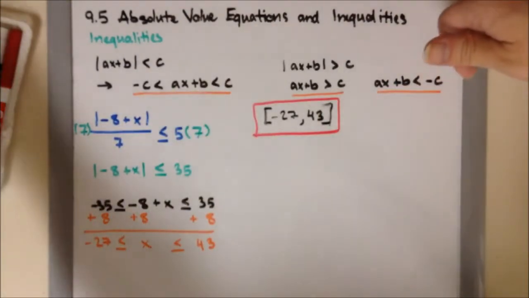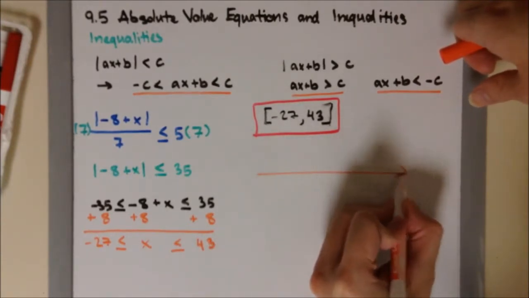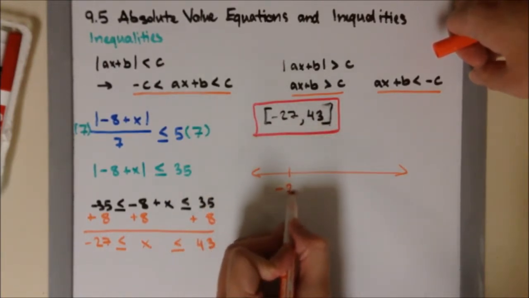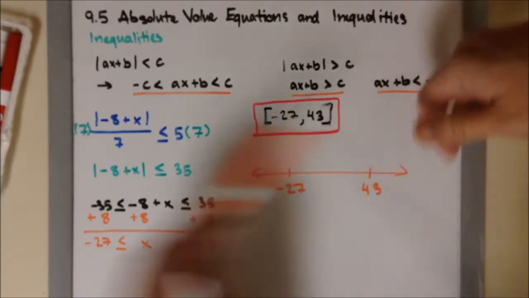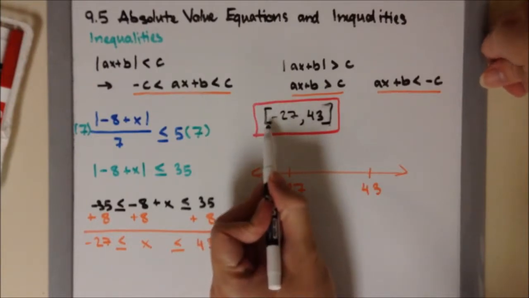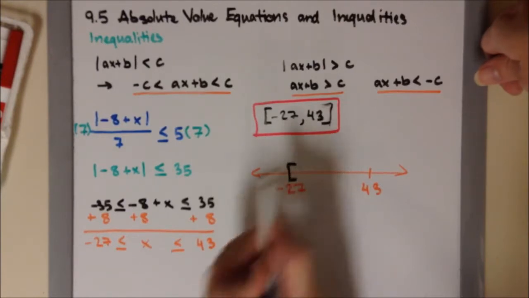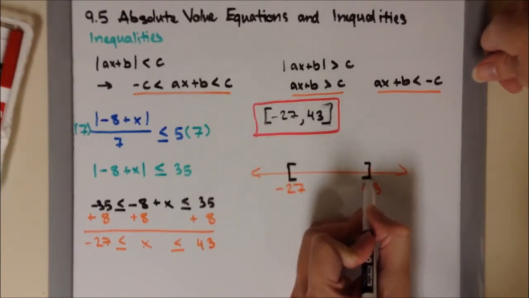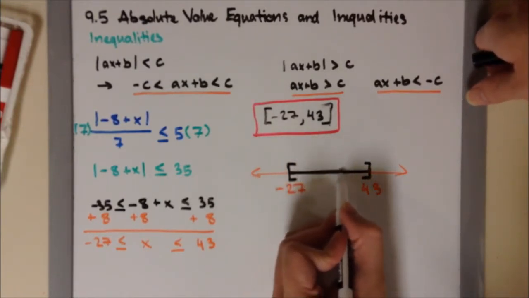Now to graph this solution, based on this inequality sign where I have two numbers, I'm going to mark negative 27 over here and positive 43 over here. Based on our interval notation answer, take a look at the bracket on the negative 27. I'm going to draw the bracket over here facing the same direction. Then the bracket on the 43, I'm also going to draw facing the same direction on the number line. Then I'm going to draw a horizontal line connecting the two brackets on this number line.